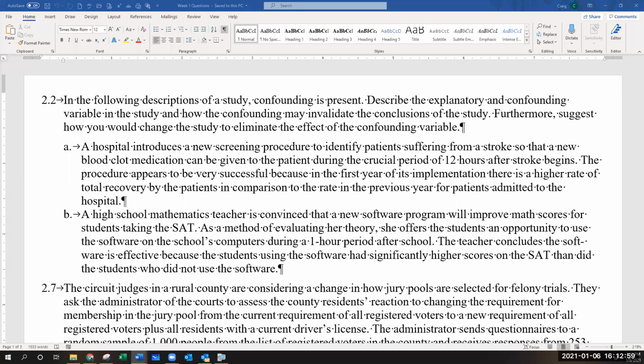And so it's impossible. For instance, the only way we could eliminate the effects of this confounding variable would be to randomly assign stroke patients to the new blood clot medicine and others to a placebo. But what doctor in their right mind is going to give stroke patients a placebo?